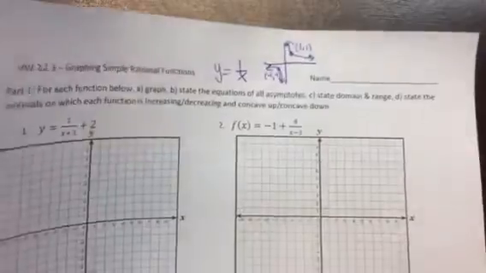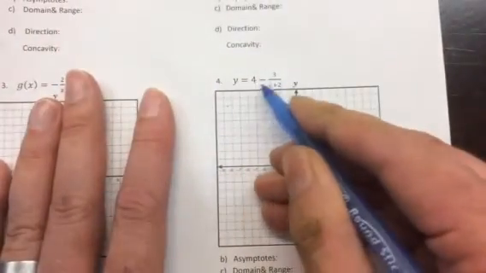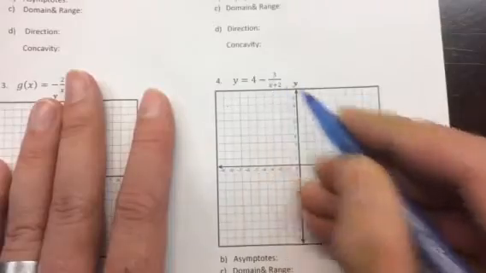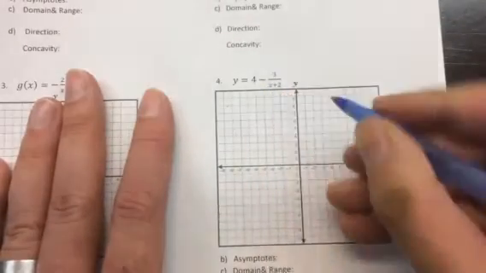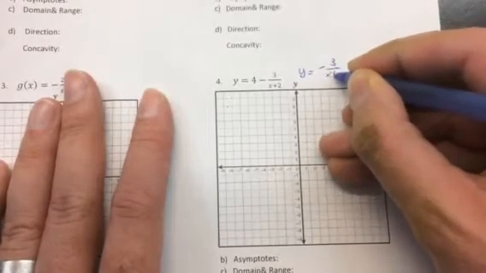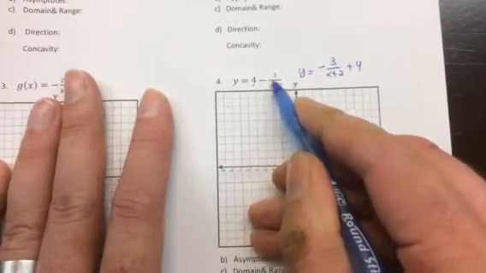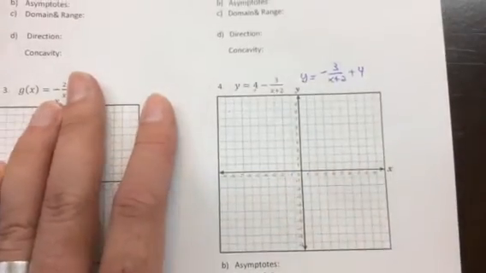I'm going to do the odd ones on the front. I think I'll start with number 4, because these have traditionally given some people some trouble in the past. Number 4 is y equals 4 minus 3 over x plus 2. It helps to rewrite this in transformation form, where it's negative 3 over x plus 2, plus 4. Note that the 4 is positive. That negative goes with the 3 over x plus 2.